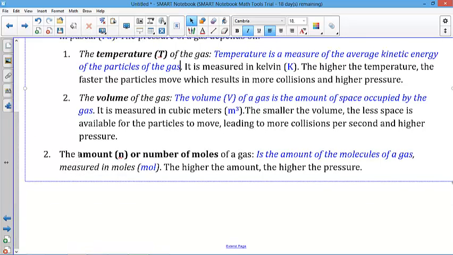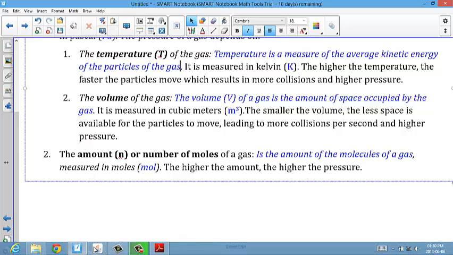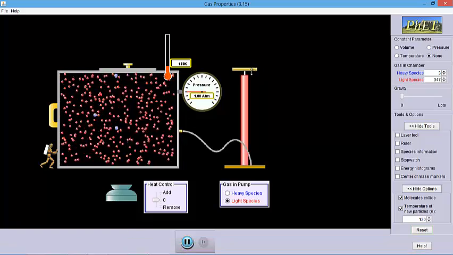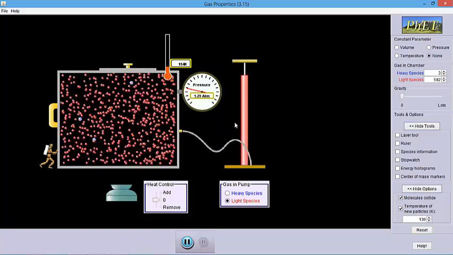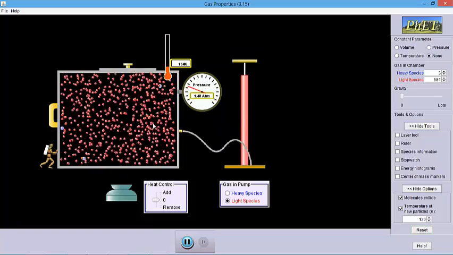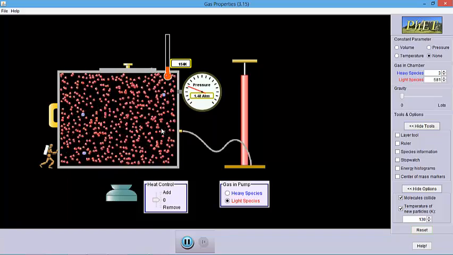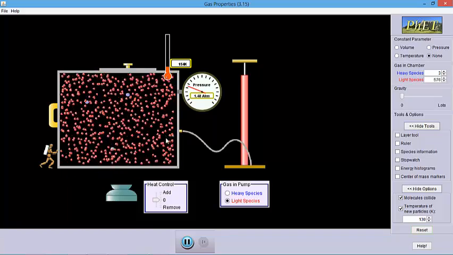The other quantity that we're going to be dealing with is the amount, or the number of moles, of a gas. We refer to the number of moles of a gas as the amount of molecules of a gas measured in moles. The higher the amount, the higher the pressure. That should make sense because if we increase the amount by adding more and more particles, then more collisions are going to occur, and that is going to result in a higher pressure.